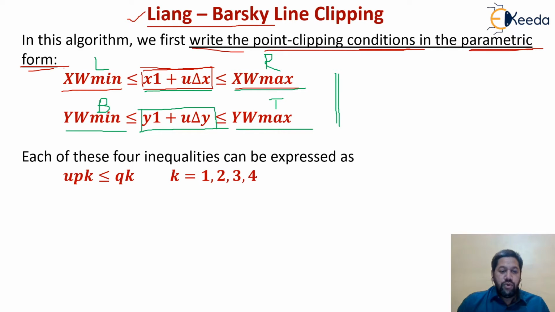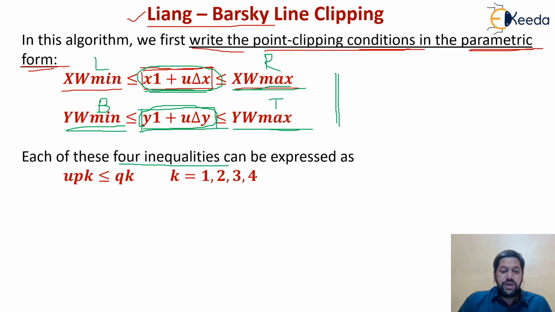Now I have four conditions here. What were my four conditions? The first condition: this value should be greater than or equal to xw minimum. Second condition: this value should be less than or equal to xw maximum. The third inequality: y1 plus u delta y should be greater than or equal to yw minimum. And y1 plus u delta y should be less than or equal to yw maximum. This is my fourth condition. So these are my four inequalities.